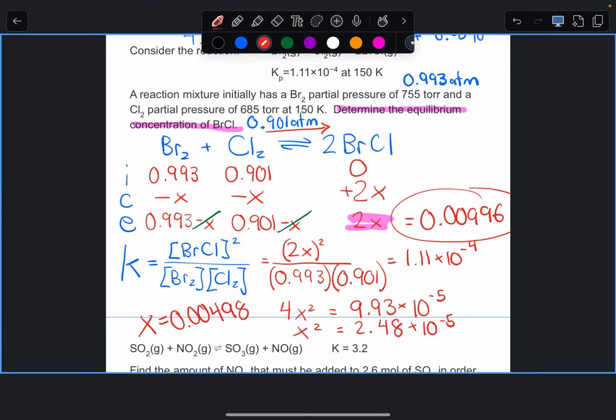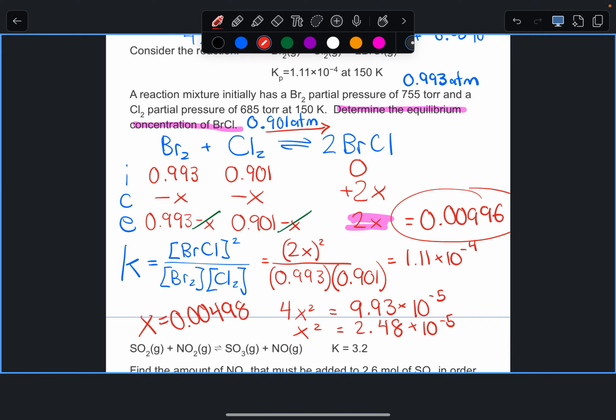So I forgot to set a timer when we started this, so I don't know if I did that too fast or not. But the question is asking to determine the equilibrium concentration of BrCl. So once you get X, now you've got to plug that in because it says equilibrium concentration. Okay, so that's 2X. So I'm going to multiply X by 2. Okay?